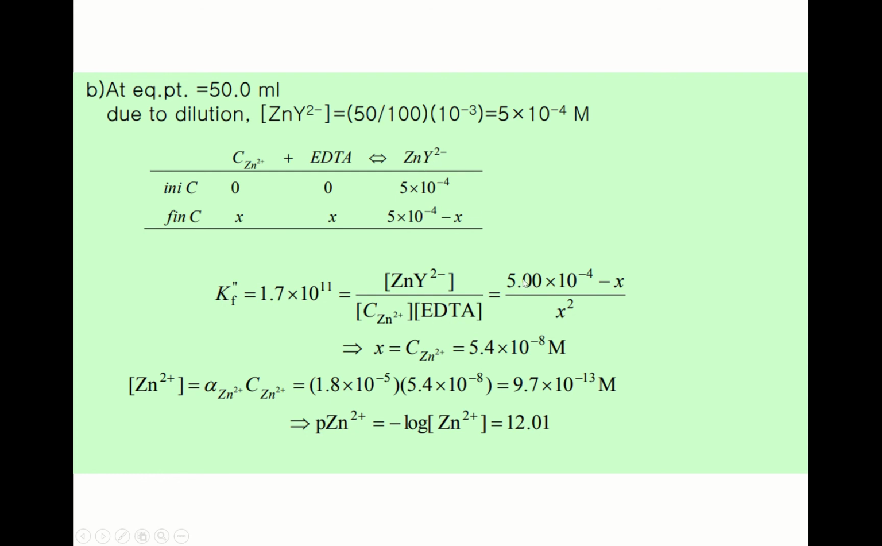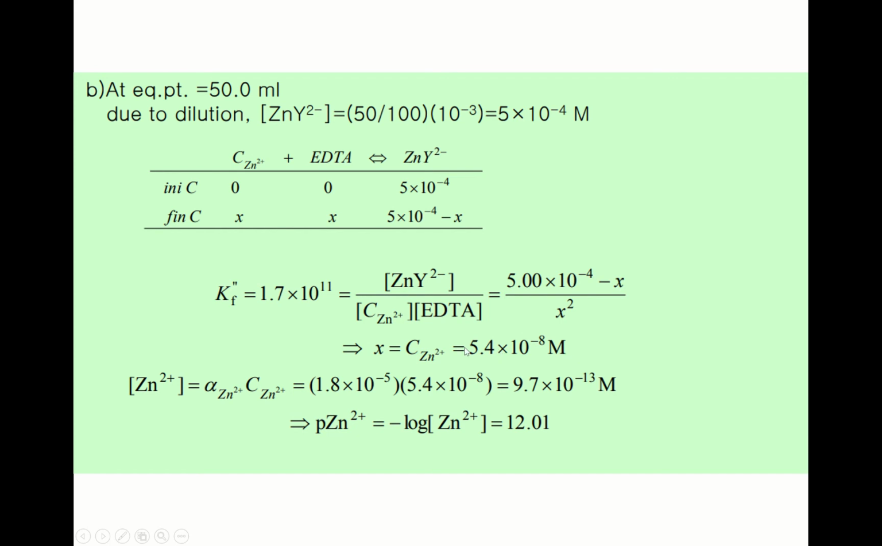Okay, and we have to use this one, and we write, this one is already known, this 5 times 10 to the minus 4, and then minus x divided by this one. These two species are the same, right? They exist in the same concentration, and we can set up the equation and solve for x, which is the zinc ion concentration, and it is 5.4 times 10 to the minus 8 molar.